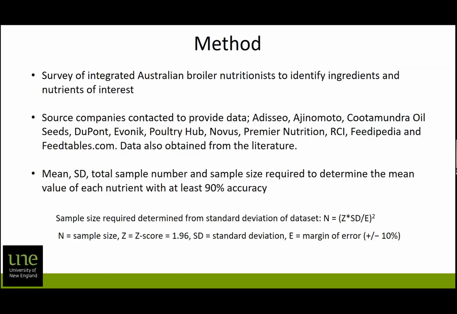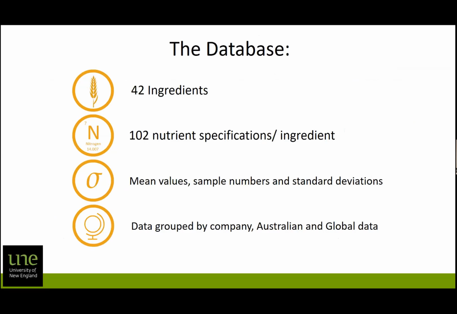From that, I collected the means for the nutrients, but also the standard deviation for each nutrient and the sample numbers. From this, I could then calculate the sample size that would be required to determine the mean value with at least 90% accuracy. The database itself consists of 42 ingredients with 102 nutrient specifications for each ingredient, and it reports mean values, sample numbers, and standard deviations. The data is grouped by each individual company. Then I also provide summary data for Australian and global data.